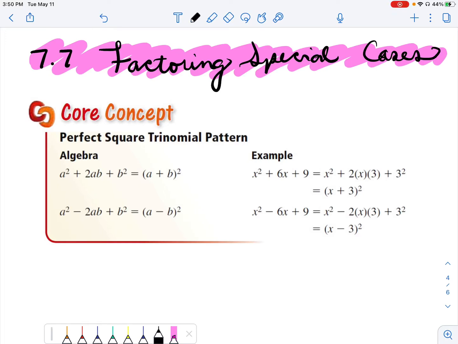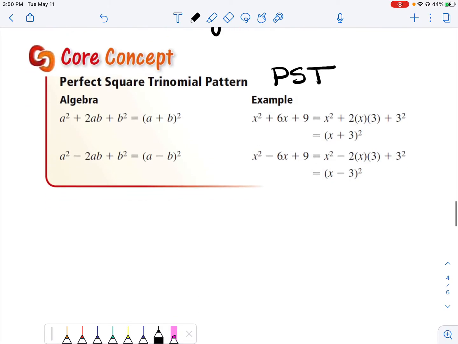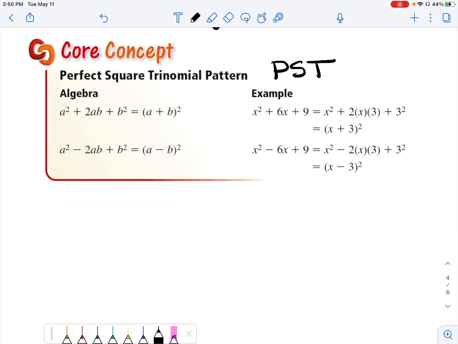Hi, welcome to Section 7.7 Factoring Special Cases Part 2. Today I'm going to teach you how to recognize a perfect squared trinomial. You'll hear teachers call it a PST, perfect squared trinomial. Okay, so what we're looking for here, and I'll just write down the examples here, it's easiest.